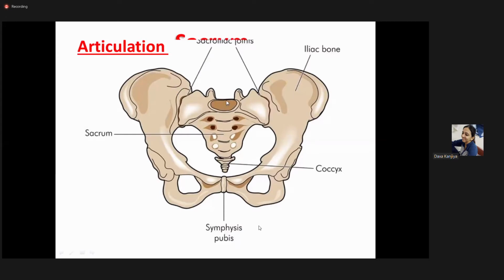Now, first sacral vertebra articulates with the fifth lumbar vertebra, and it forms the lumbosacral joint. And below, the sacrum articulates with the coccyx. These two joints are just like the other intervertebral joints. These are of the secondary cartilaginous joint.